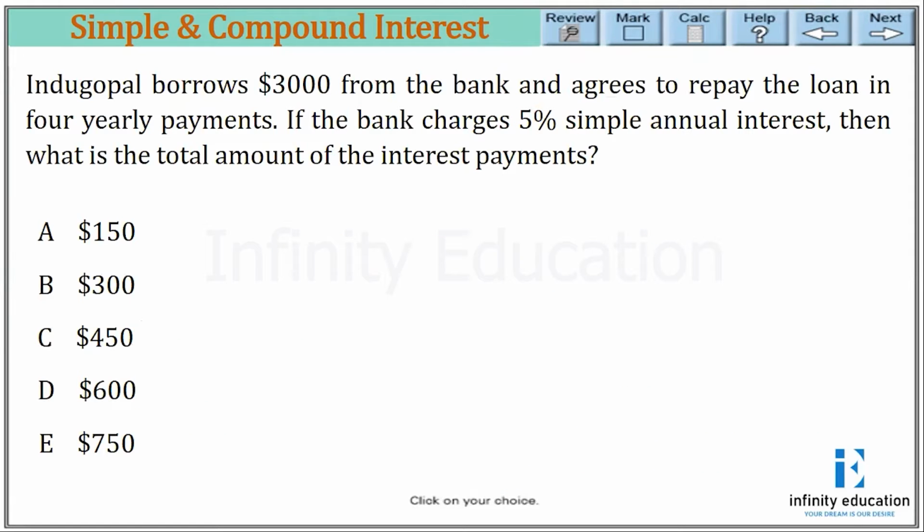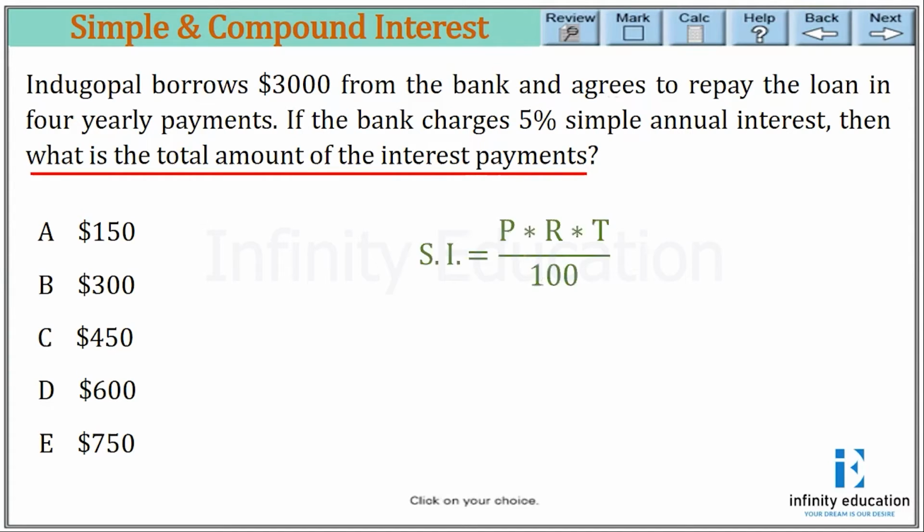Indugopal borrows $3,000 from the bank and agrees to repay the loan in 4 yearly payments. If the bank charges 5% simple annual interest, then what is the total amount of the interest payment? The question is asking for the total amount of interest payment, and it mentions 5% simple annual interest. So we know we have to use the simple interest formula, that is P into R into T by 100.